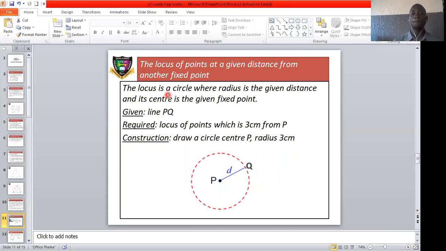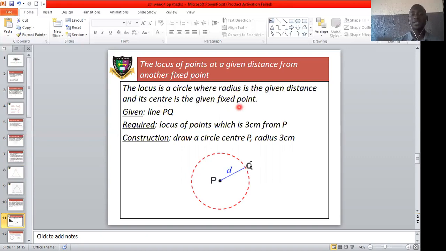The distance will be considered with the location of the point, but at that same distance from the fixed point. The locus is a circle. The locus of a point at a given distance from another fixed point is a circle, where the radius D is the given distance, and the center is the given fixed point.